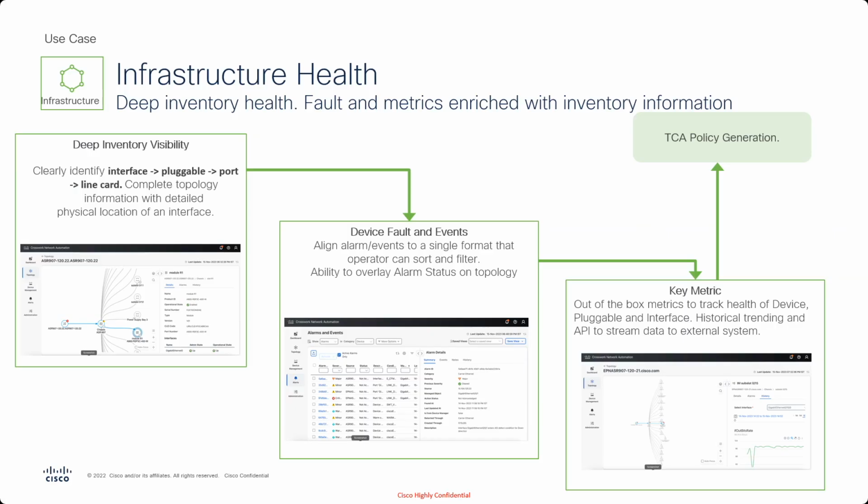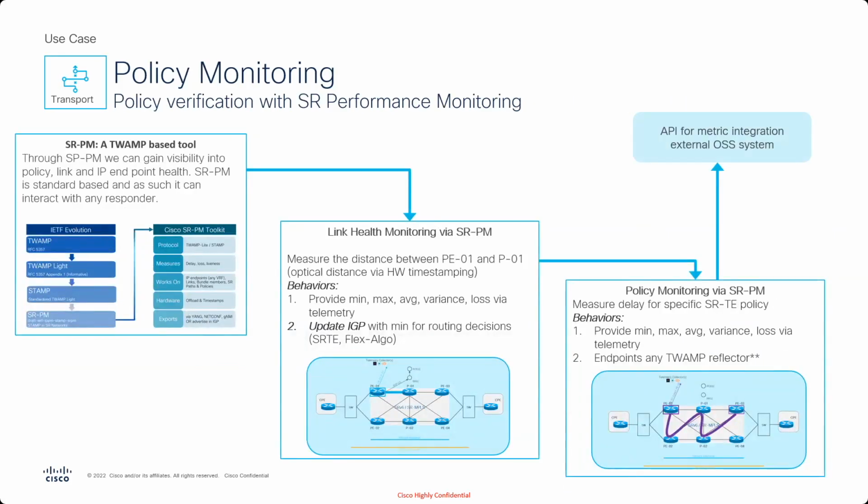So we can track historical trending for some metrics on the pluggable, like the ZR pluggable, or on the interface, or on the device, like CPU, temperature, and so on. And of course, we can generate a threshold crossing alert.